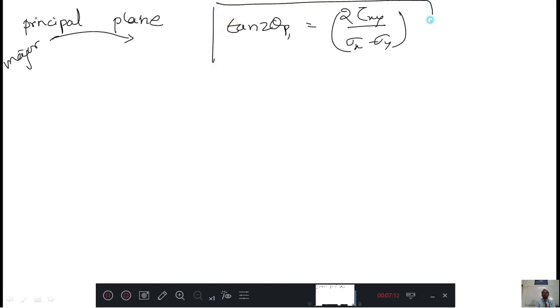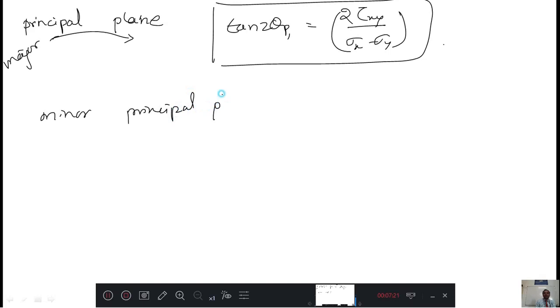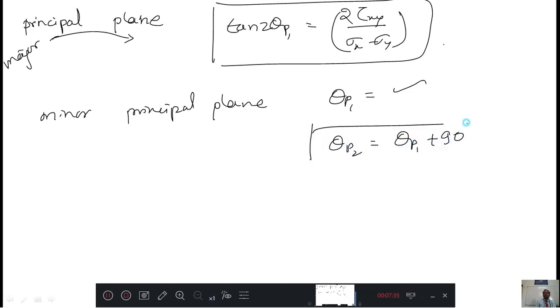This is the principal plane, the major principal plane. Then what about the minor principal plane? That I already told you, the principal planes are perpendicular to each other. If theta p1 is this much, then theta p2 will be theta p1 plus 90 degrees, because the difference should be 180 degrees over. This is the minor principal plane and this is the major principal plane. You got it.